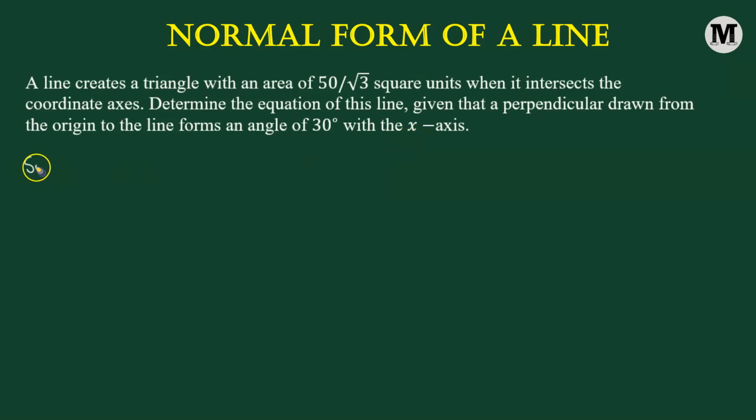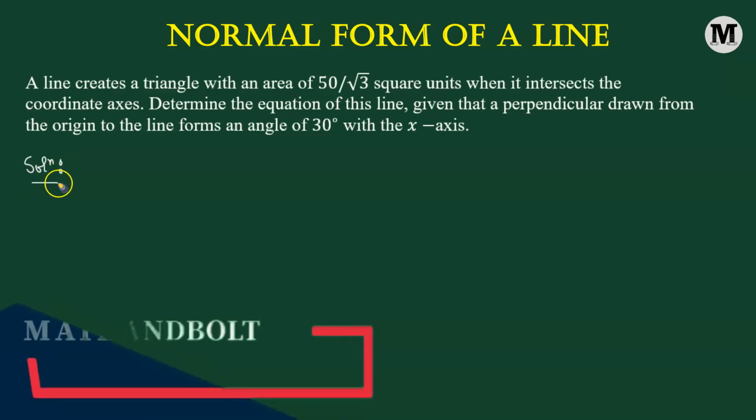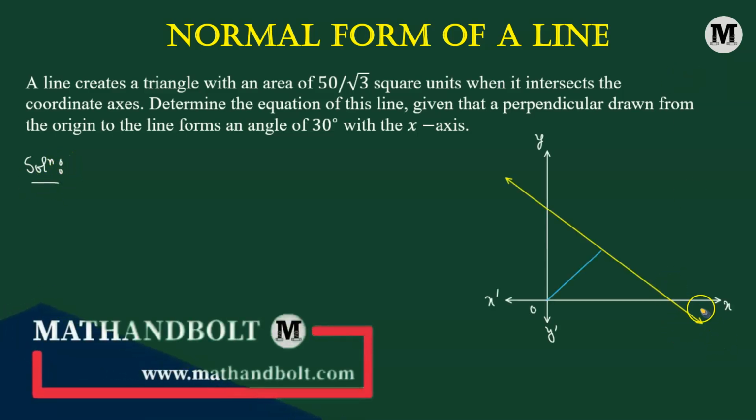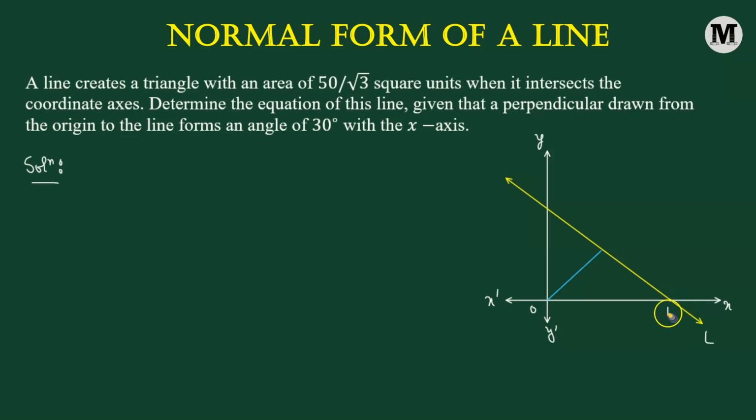Okay, let us begin. First, we'll try to understand the problem graphically. Here we have the xy coordinate plane, and we have the line L which intersects the x-axis in the positive direction at the point A, and the y-axis in the positive direction at the point B. We also have another line OC, which is perpendicular to the line segment AB, or the line L, such that it makes an angle of 30 degrees with the x-axis. Our goal is to determine the equation of the line L.